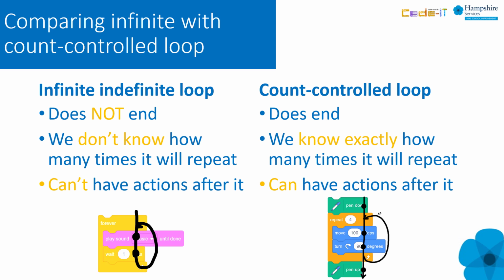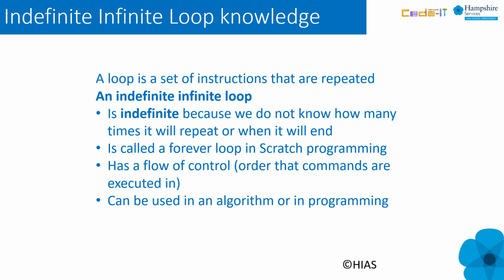If we have already used a count controlled loop, a really important step is to compare and contrast loops. Both repeat things, but one will end and the other will not. One is a definite loop because we know exactly how many times it will repeat. The other is indefinite because we don't know how long it will repeat for. One can have actions after it, the other can't. Knowing these will enable quality programming choices.